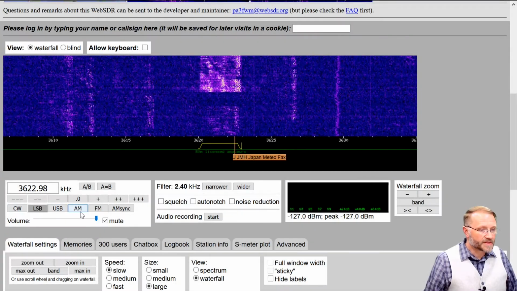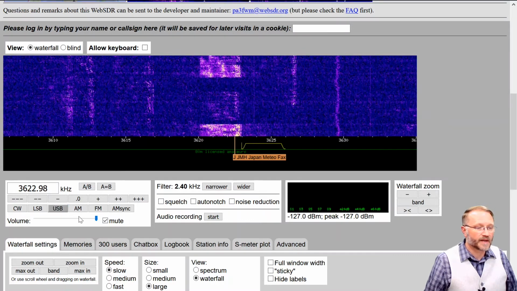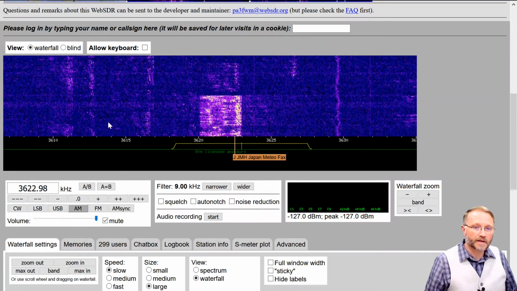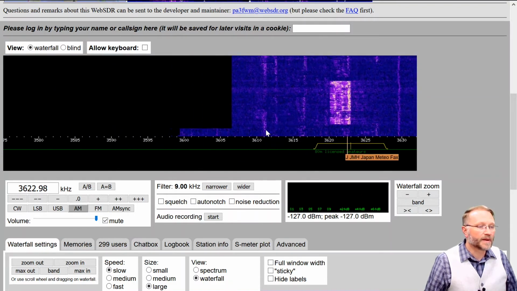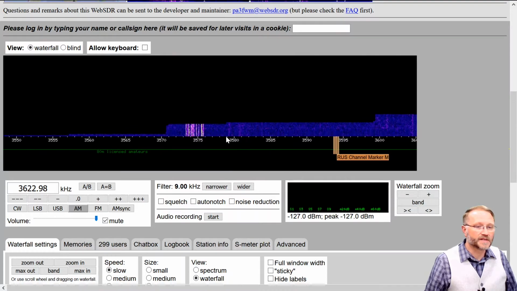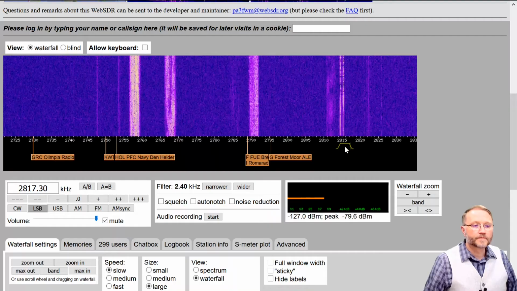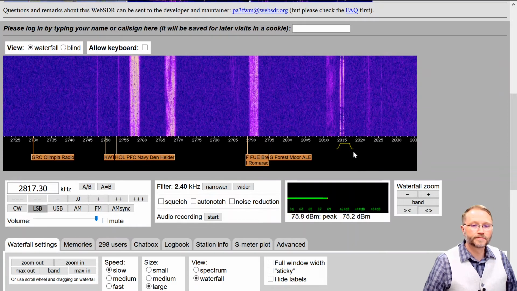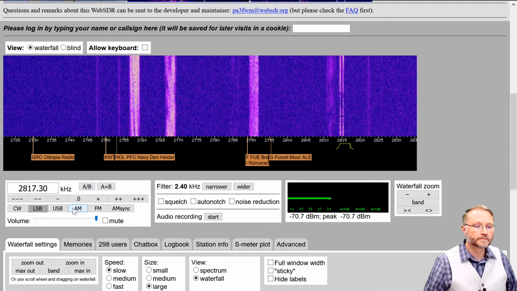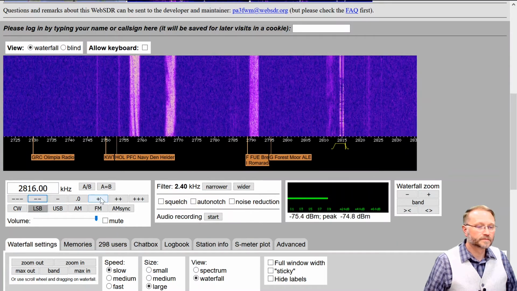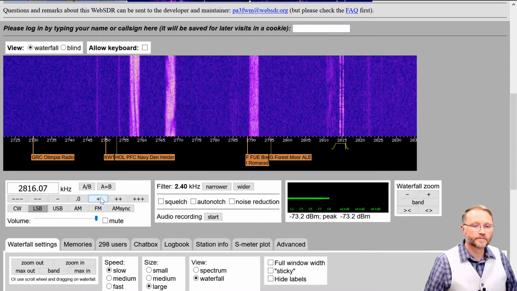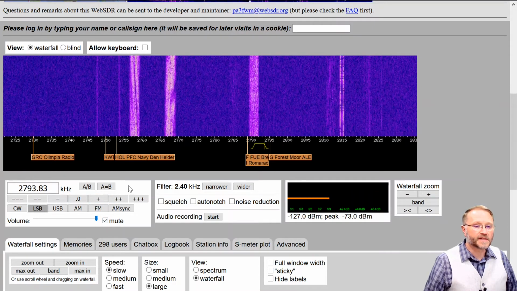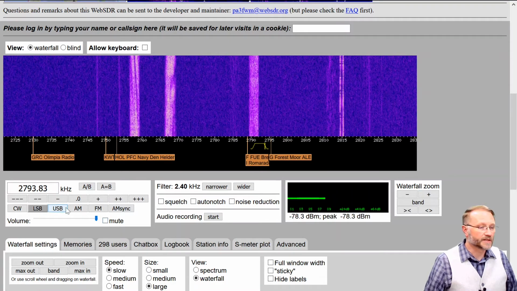These methods of modulation, continuous wave, lower sideband, upper sideband, AM, they're all examples of what are known as analog communications. Let's go down the band a little bit and see if we can find a digital method. If we move to this part of the band, we can hear what digital methods sound like. So that's one type. And if we move over here, it's yet a different type of digital modulation.